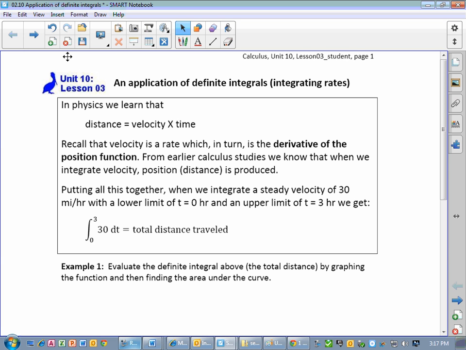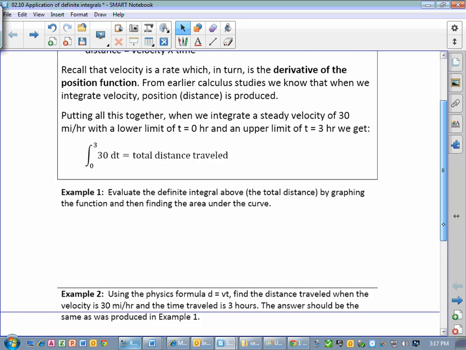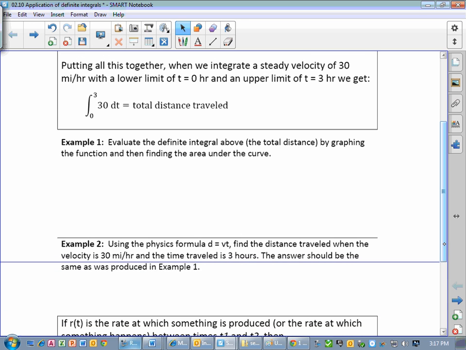Okay? So putting this idea together, when we integrate a steady velocity of 30 miles per hour with a lower limit of t equals 0 and upper limit of t equals 3, we get the integral from 0 to 3 of 30 dt. And this will actually give us the total distance traveled over those 3 hours. Let's evaluate the definite integral above by graphing the function and then finding the area under the curve.